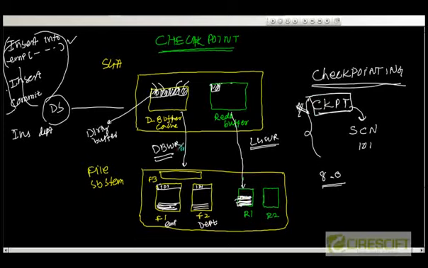Now we also introduced two other processes, DBWR and LGWR. So let's do a detailed analysis of DBWR.